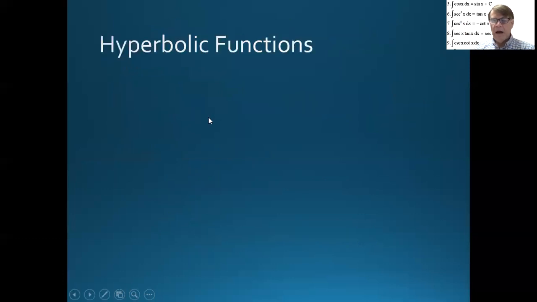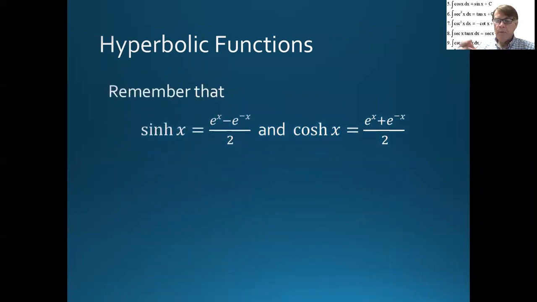All right, keep going. Hyperbolic functions. Hyperbolic functions are treated in the 6th edition of Stewart in the latter part of chapter 7. The hyperbolic sine is e to the x minus e to the negative x over 2. And the hyperbolic cosine is e to the x plus e to the negative x over 2. Okay, now that's something to remember.